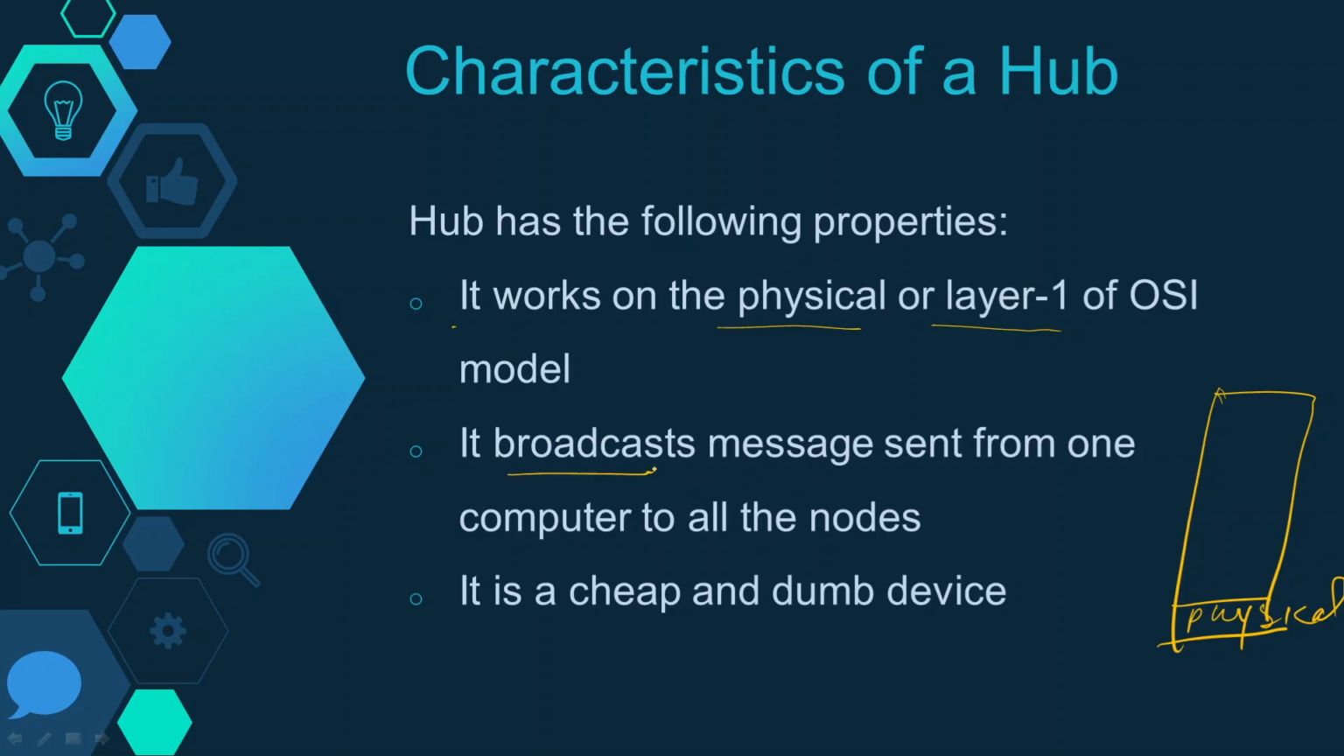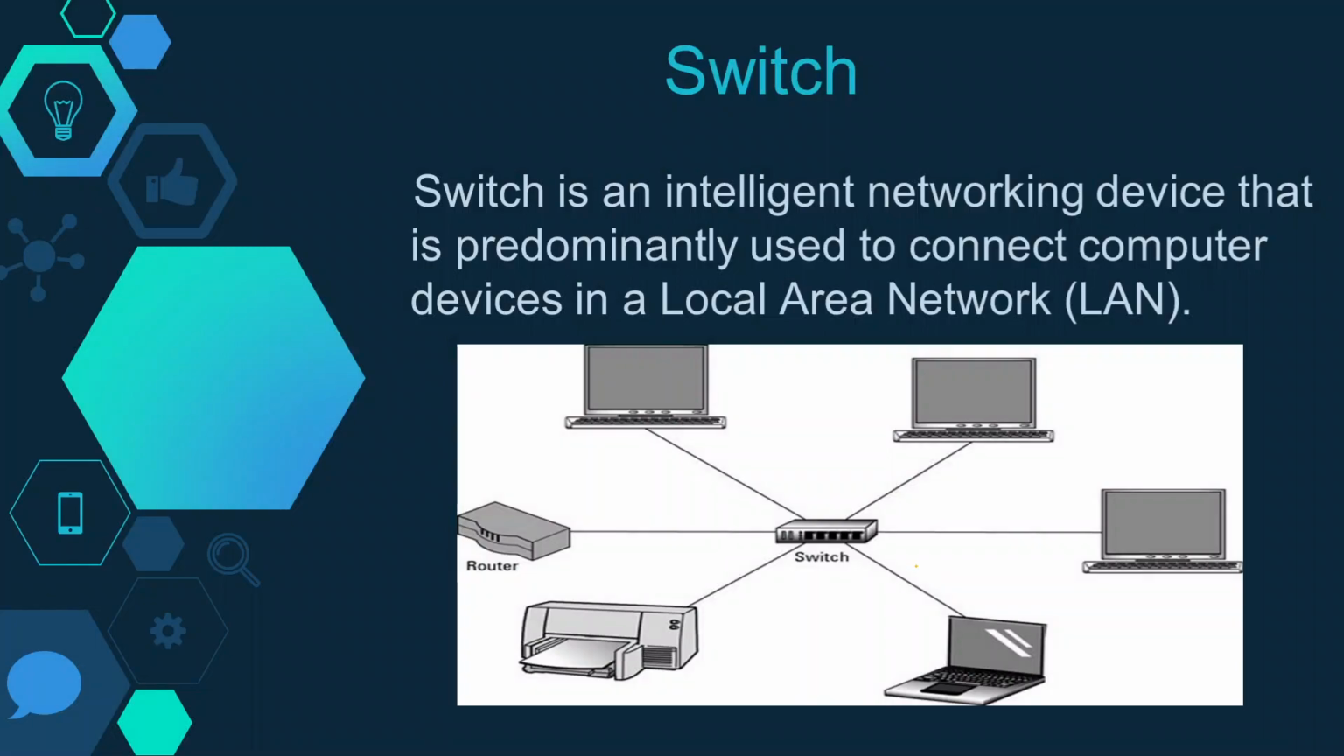It broadcasts the messages sent from one computer to all the other nodes, as we saw in the previous animation, and it is a cheap and dumb device. Cheap, it is not costly, it is easy to procure, and it is dumb, it is not an intelligent device. It is just a plug and play device. You just connect the computers to it, give them their IP addresses, and it starts working. It is not a complicated or an intelligent device.